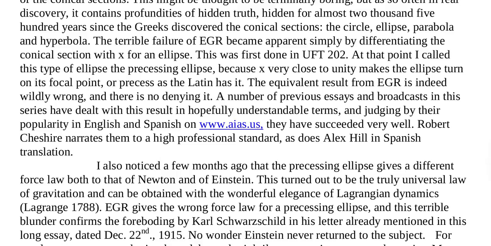At that point, I called this type of ellipse the precessing ellipse, because x very close to x minus 1 very close to 0, or x very close to unity, makes the ellipse turn on its focal point, or precess, as the Latin has it. The equivalent result from EGR is indeed wildly wrong, and there is no denying it.